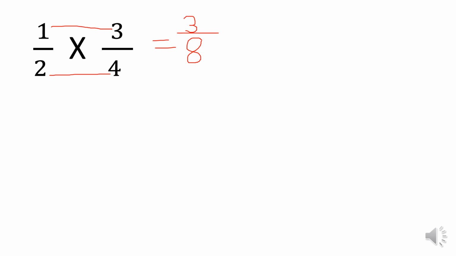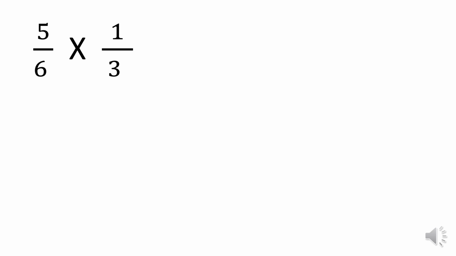Now something very important to note. When we are doing fractions, whether we are adding them, subtracting them, multiplying them, or dividing them, we must ensure that our answer is in its lowest form. If we look at 3/8, there is no number that can go into 3 and 8 without a remainder. The answer we got here is a proper fraction. A proper fraction is when the numerator is smaller than the denominator.